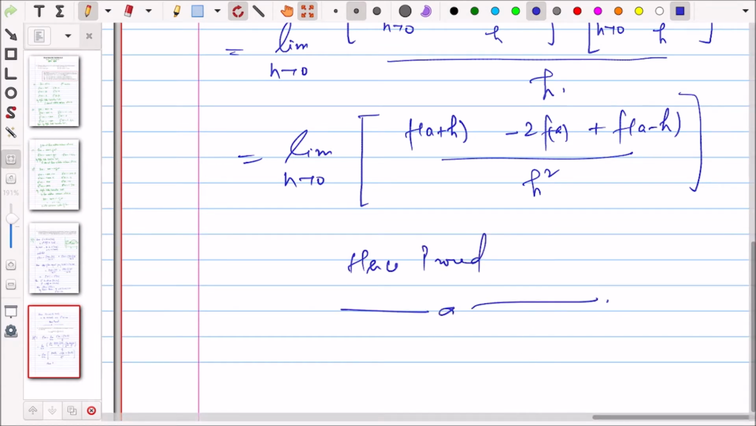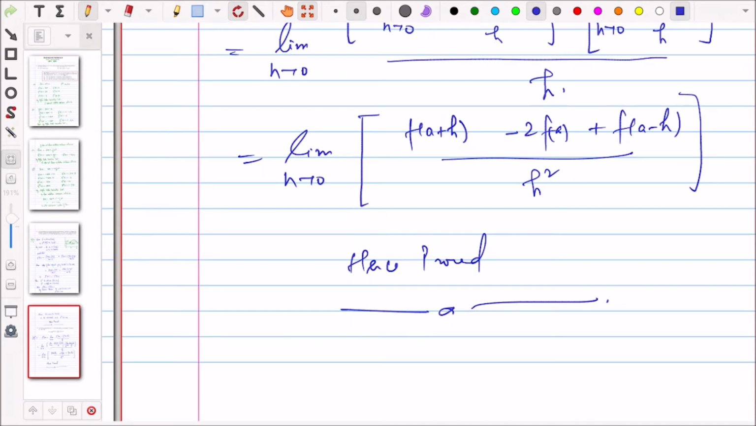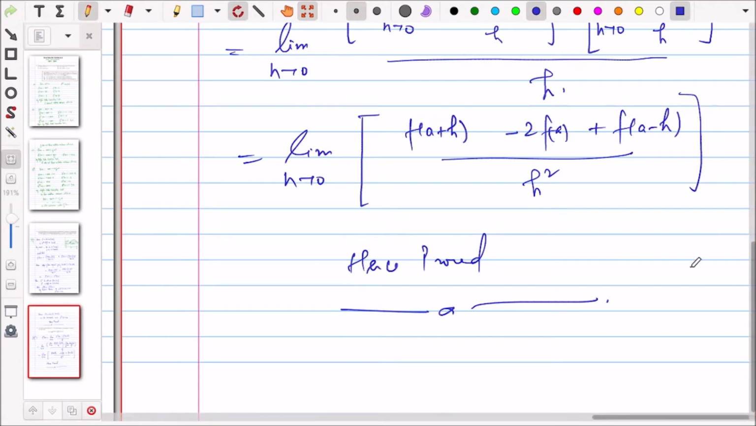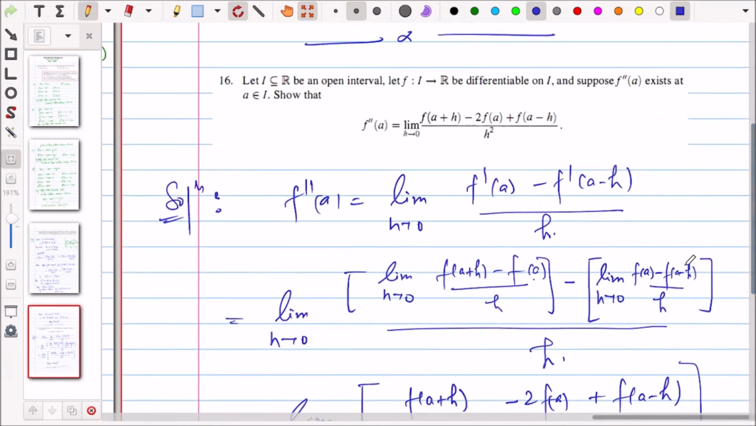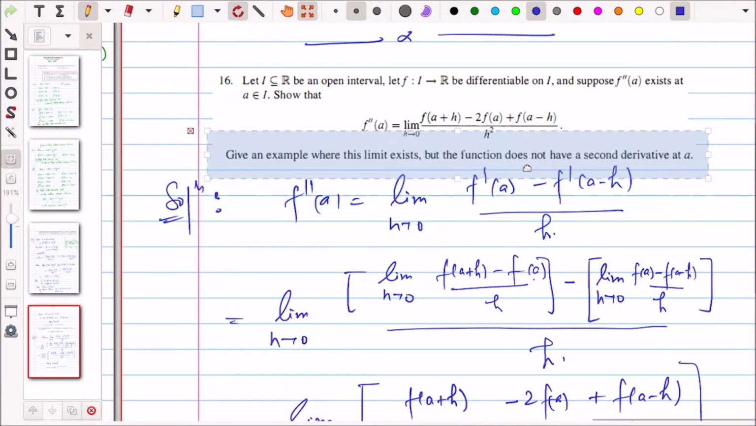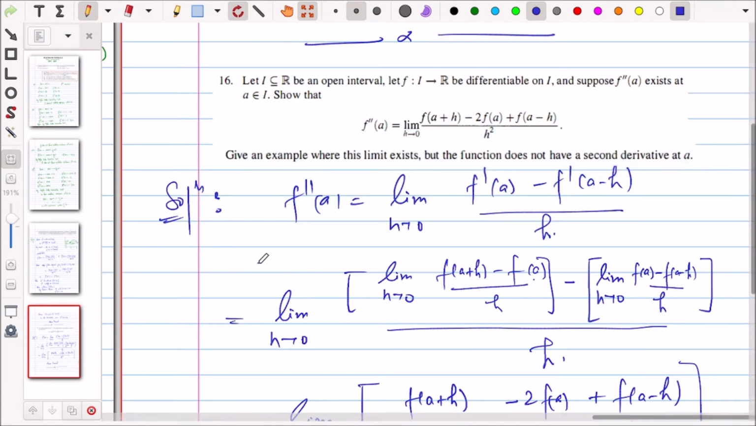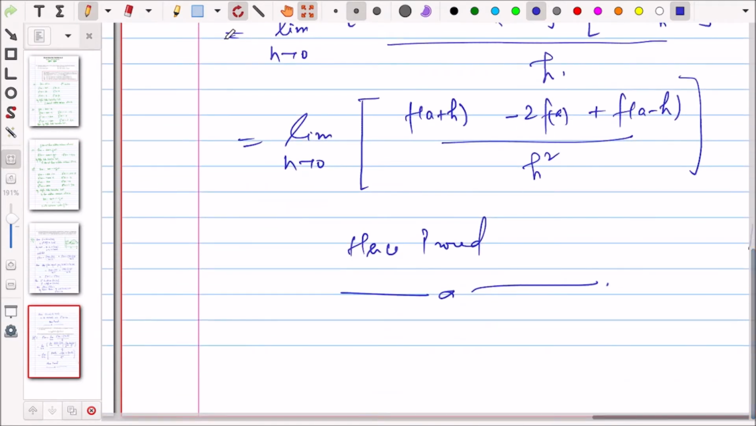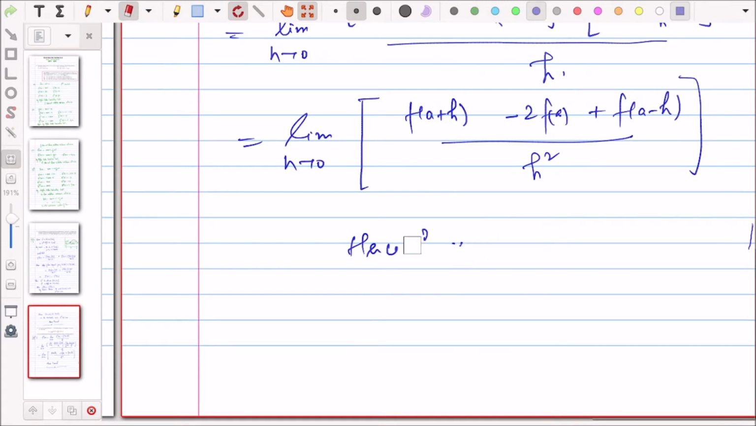Okay, so this completes question number 16. There is one more thing in question number 16. We have to give an example where this limit exists, but the function does not have a second derivative at a. So this limit exists, but we will show that the second derivative does not exist at that point.